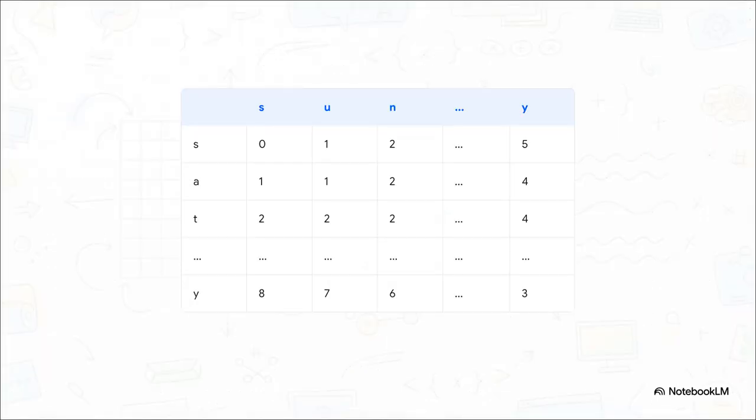And by just applying that same simple rule over and over again, if the characters match, take the diagonal. If they don't, take the minimum of your 3 neighbors plus 1. We eventually fill out the entire map. Look at that. Every single subproblem is now solved, and importantly, its answer is stored right there in the grid.